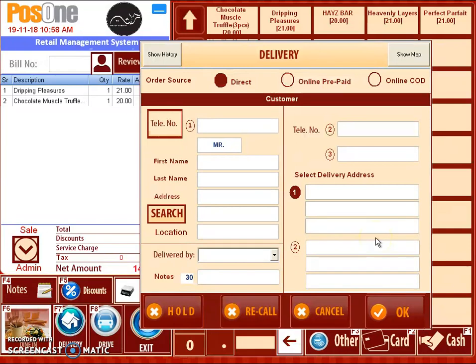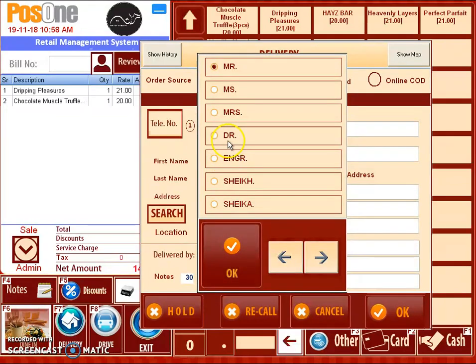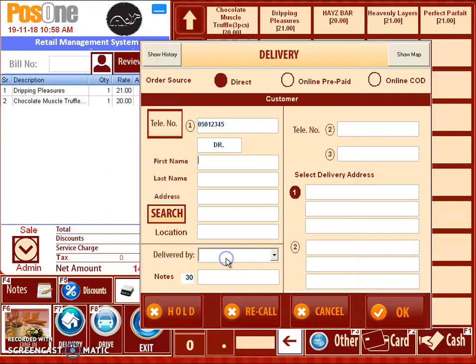Here we enter the mobile number of the customer. Then there are different options available, it can be any kind of solution. Name, first name, second name, address of the customer, address line 2, then the location or landmark.